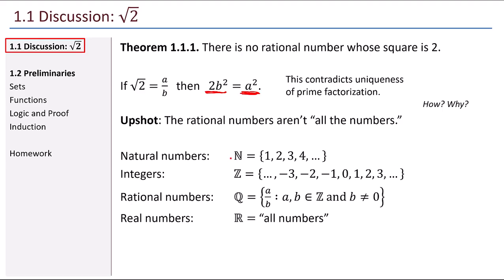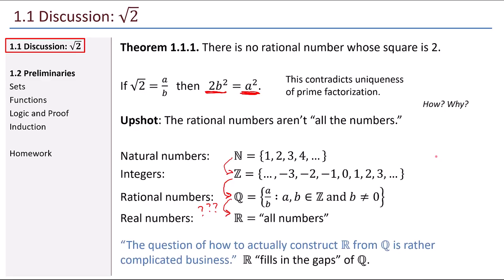Starting with the naturals, I can construct the integers. And then once I have the integers, I use those to construct the rationals. But how do I go from the rationals to the reals? That's a little strange. Abbott writes, "The question of how to actually construct the real numbers from the rational numbers is rather complicated business." The reals fill in the gaps of the rationals, and in fact, much of Chapter 1 will be spent really trying to understand this more fully.